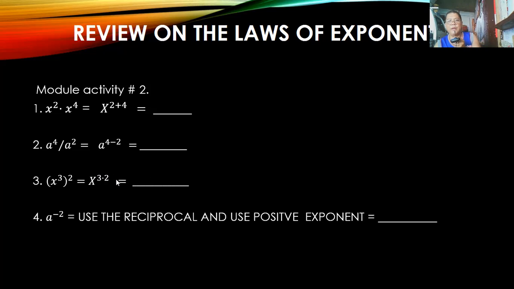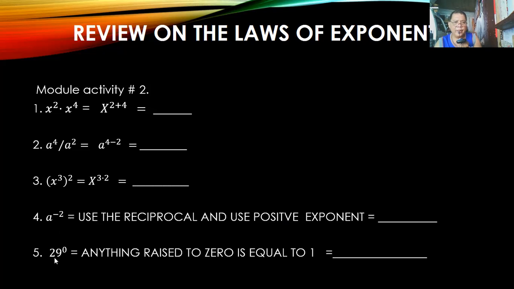Okay. And then we have number 4, example, a raised to negative 2. We are going to use the reciprocal of the whole term and use positive exponent. Since a is over 1, the reciprocal of that is 1 over a. Then you will transform this negative 2 into positive. The answer is 1 over a, then the exponent of a becomes positive 2.